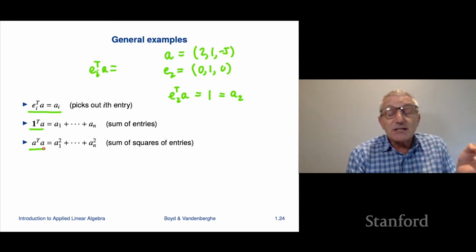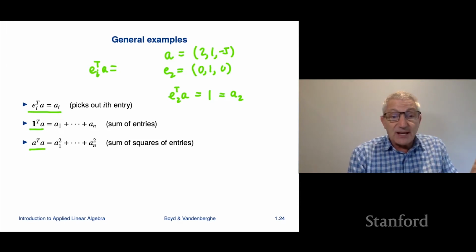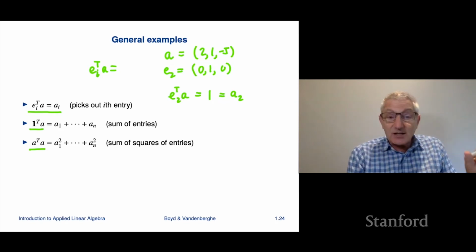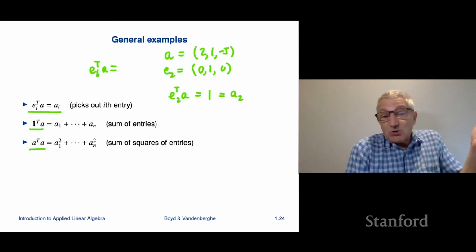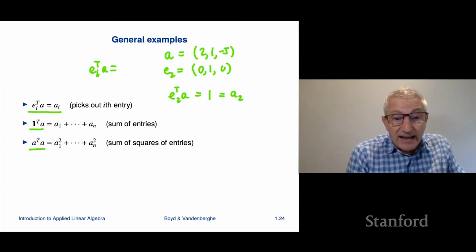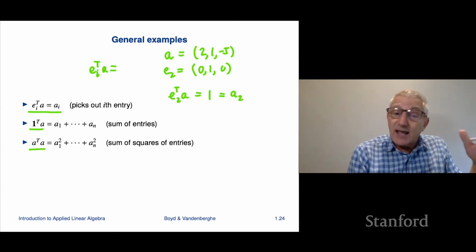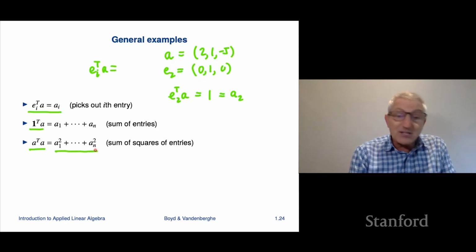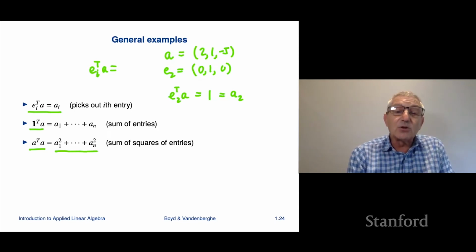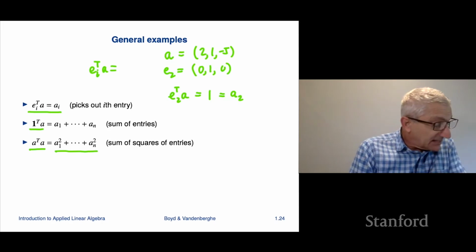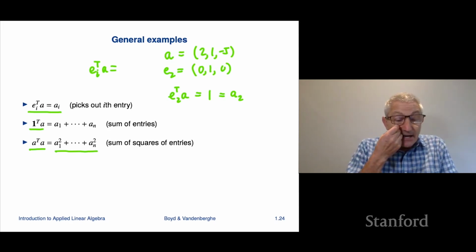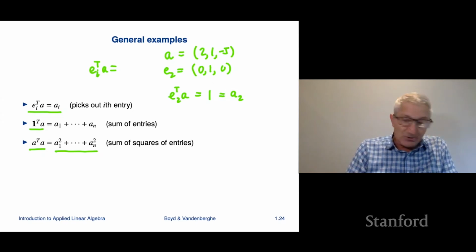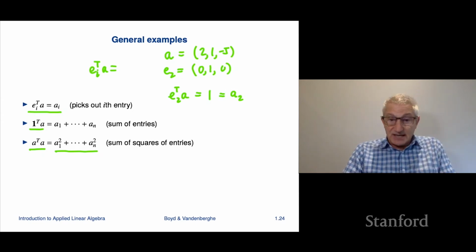And another one is a transpose a. That says take the inner product of a vector with itself. What you do is take the products of the corresponding entries, but the corresponding entries are the same, they're a_i. So you get a_i squared, and you add them up. So you get the sum of the squares of the entries. That's also going to play a huge role in the course moving forward. So the inner product of a vector with itself is the sum of the squares of the entries of the vector.